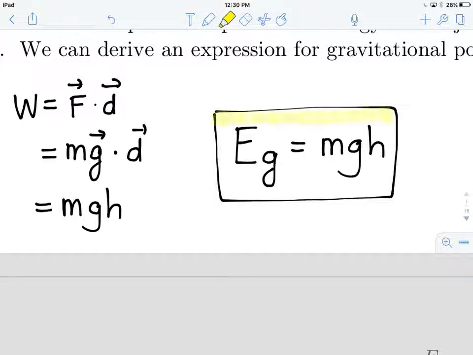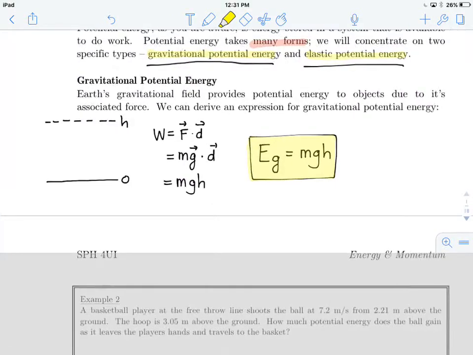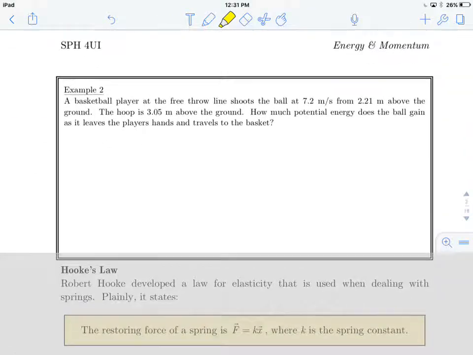And so, a very simple, straightforward definition, but this is gravitational potential energy. And so we're going to work with this now. And this is, of course, very much a review for most of you. And we'll take a look at a straightforward example.